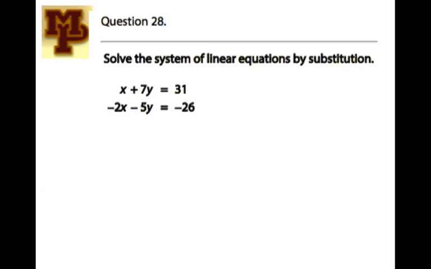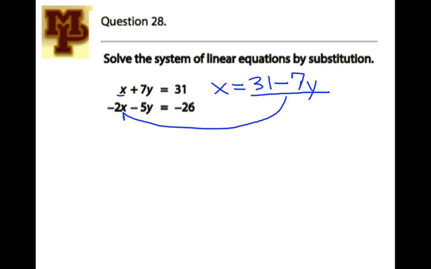Okay, 28. We're getting there. Okay, we want to solve by substitution. So let's get the x by itself. So this would be x equals, so it would be 31, and then we would subtract the 7y. So then we would take this 31 minus 7y, and we would plug it in to the x.